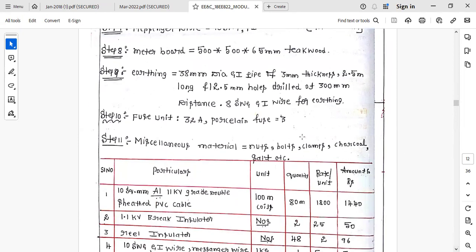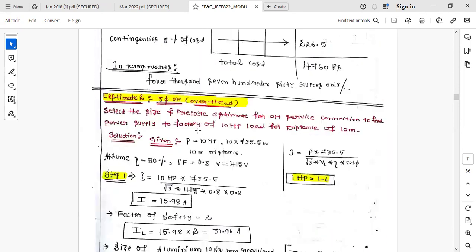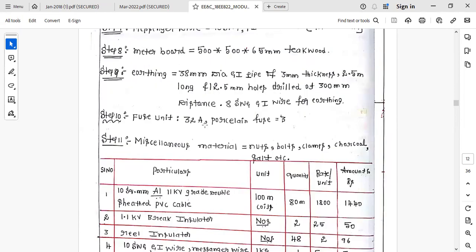Fuse unit here, how much fuse unit is required? 3 fuse units for R, Y, B. 32 ampere porcelain fuse is required. How to extract this value 32 ampere? We need to check the current value, approximately equal to 32 ampere. So that's why 32 ampere porcelain fuse unit is required. Number 3. Okay, miscellaneous material: nuts, bolts, clamps, charcoal, salt.